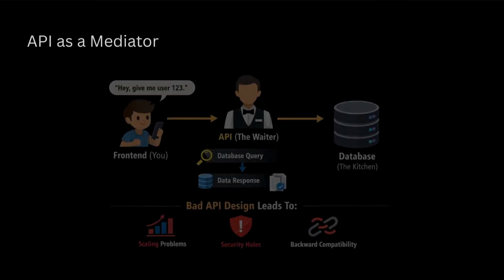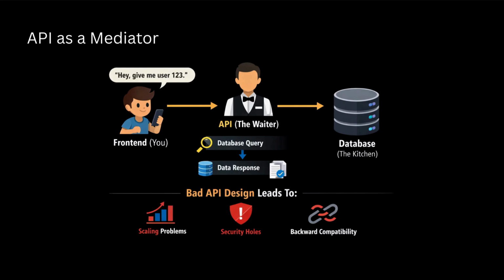Think of an API, or application programming interface, basically like a waiter in a busy restaurant. You, the customer, are the front end. You don't walk into the kitchen yourself. You basically ask the waiter. So the front end says, hey, give me the user 123, and the API translates that into a database query, and the database responds, and the API sends the result back to your application.